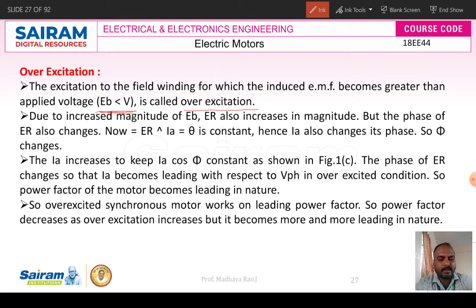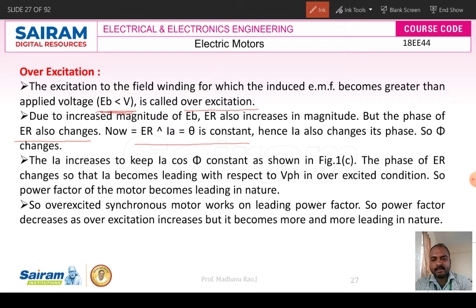So, due to the increase in EB, ER also increases in magnitude, but the phase of ER also changes. So, already we have seen this in under excitation. ZS is constant, ER increases, current will increase. In a similar concept, the phase angle will be constant, ZS is constant and IA changes its phase. So, current flowing in the armature winding changes its phase, right.